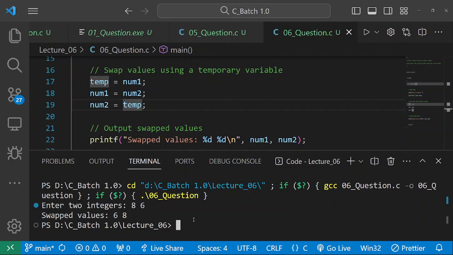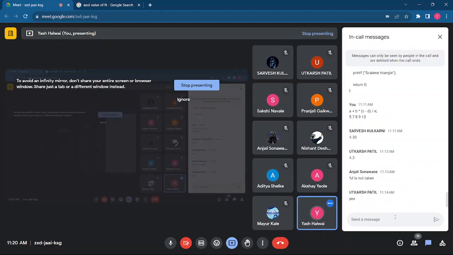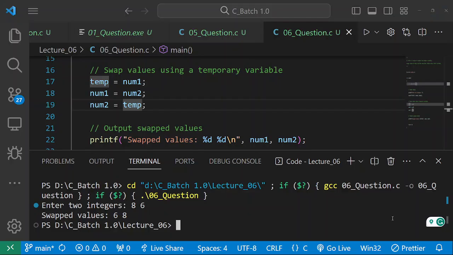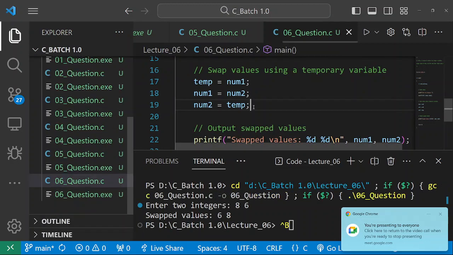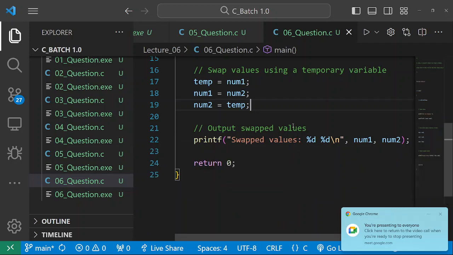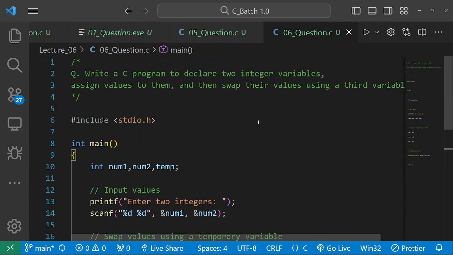Is it clear, everyone? Is it clear? Yes. Okay. So basically today we covered six questions. We covered the sixth question. There are two questions with me. Let me read the two questions that I have written in my notebook.